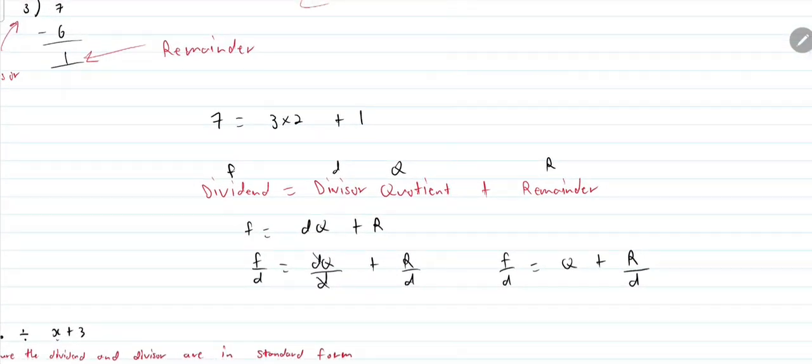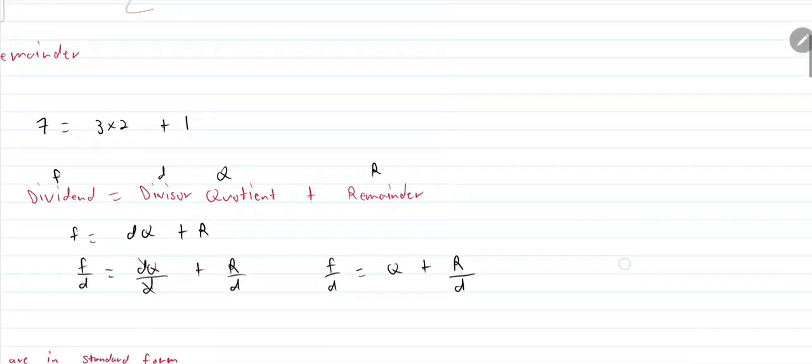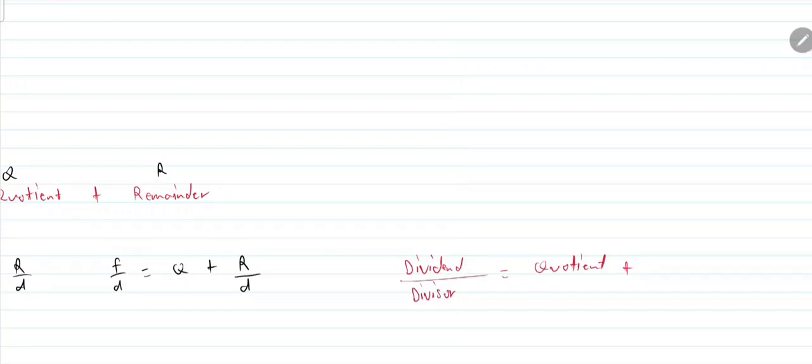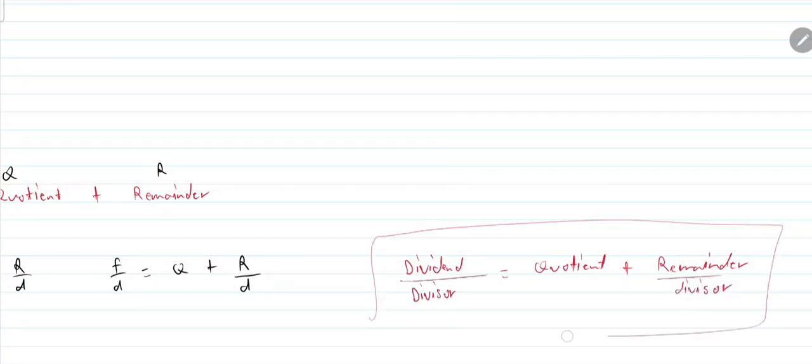Right? And if you want to see this in words, F, the dividend, over the divisor, is equal to the quotient, plus the remainder over the divisor. Right? And this is the division algorithm.